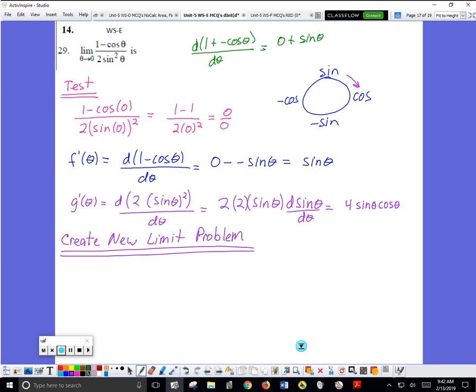So we're going to find the limit as theta approaches 0 of 1 minus cosine of theta divided by 2 sine squared of theta.